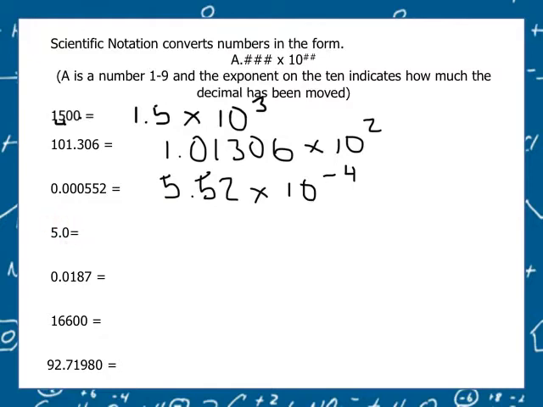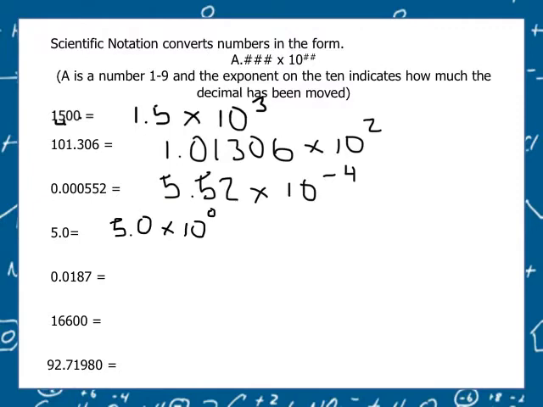I mean, there isn't a practical reason why you would write this in scientific notation because we don't need to move the decimal at all. There's one digit in front of it, but I'm just putting that out there as kind of a trick question. Since we didn't need to move the decimal, it's going to be times 10 to the 0.